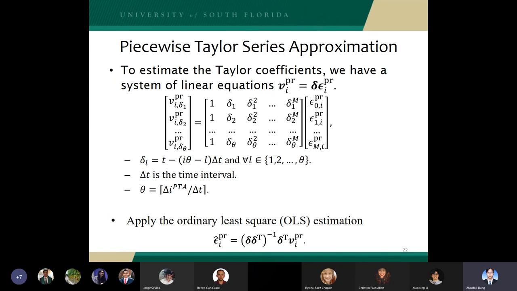Normally, we just need to select a small value for the maximum power, for example, 1, 2, and 3, when the time window length is short.